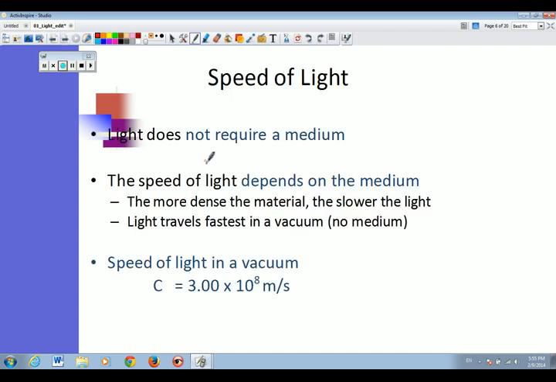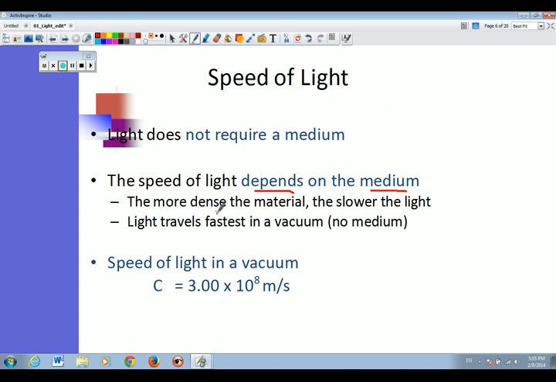Light and electromagnetic waves do not require a medium. They can pretty much sail through whatever. The speed of light, though, depends on the medium. Just like sound waves, the speed depends upon the medium. But unlike sound waves, it's backwards. Remember, with sound, the more dense the medium, the faster it went.